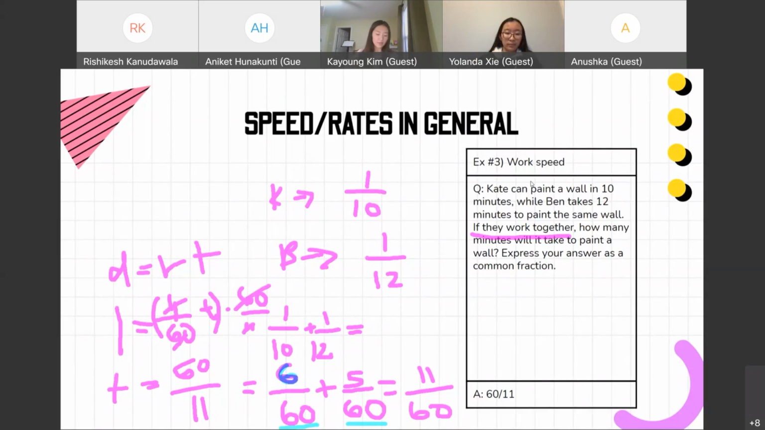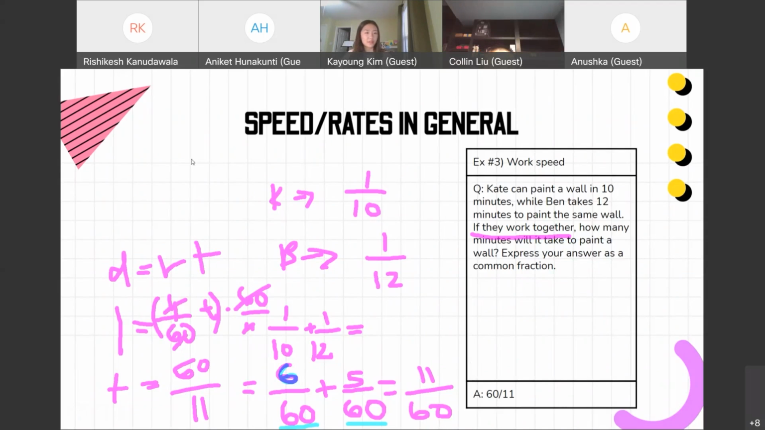And somebody else asked if it was 11 over 60 instead of 60 over 11. That's a common mistake to make, but 11 over 60 is the rate. That's how much of the wall I can paint each minute. And for me to paint the entire wall, it takes me 60 over 11 minutes. Does that make more sense?